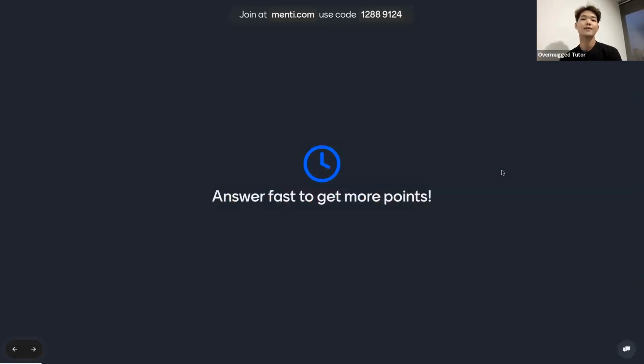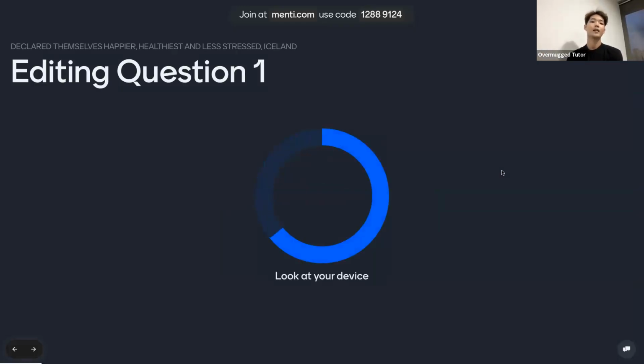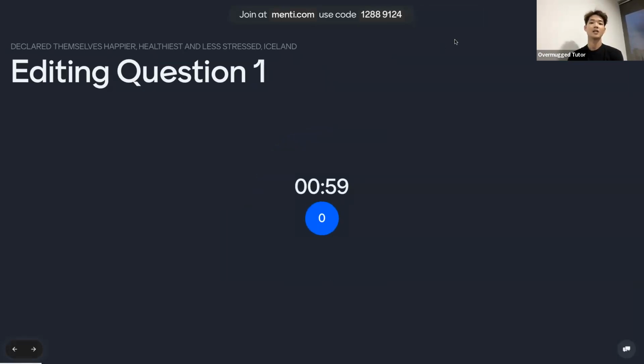Okay, first one. Look at your device. Editing question 1. What is the answer? Okay, I give you 1 minute lah. So, okay, we have about 20 over answers inside already. So those of you who have time to spare, you can hasten your progress by doing the editing first. Okay, the rest of the question.